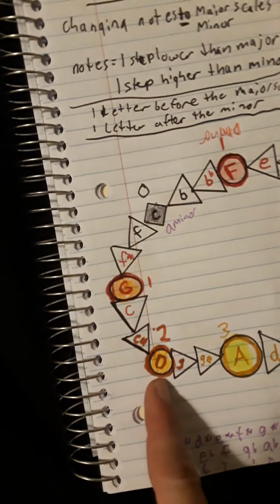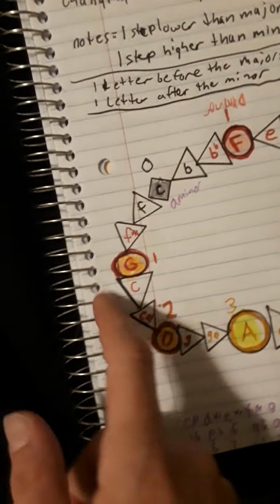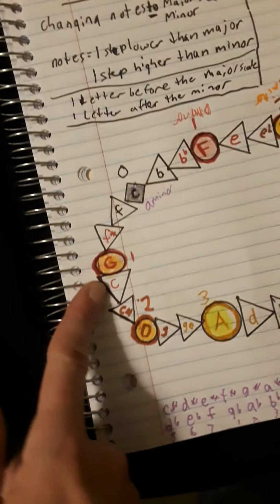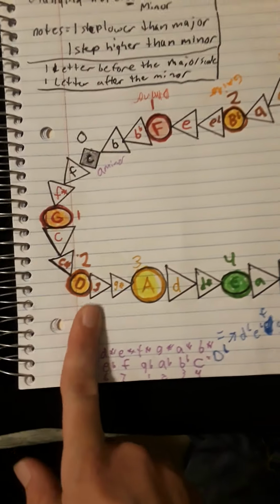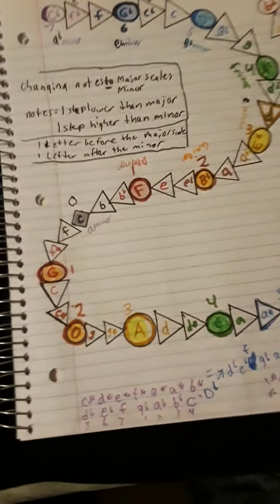And then going from G major to D major would be C turns into C sharp for the second sharp. D major to A major, G turns into G sharp, or the third sharp that's in the A major scale, and so forth, right? So there's that.